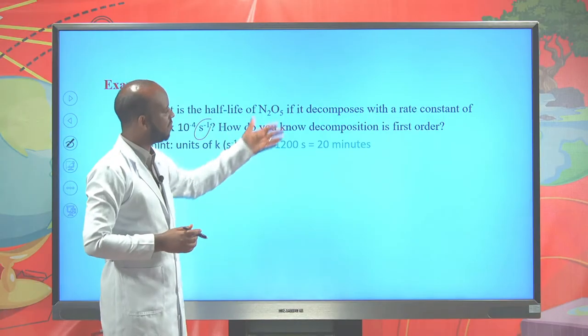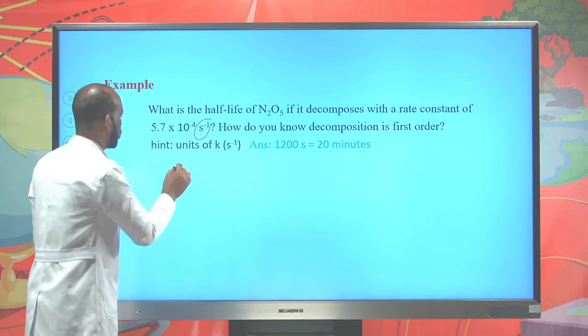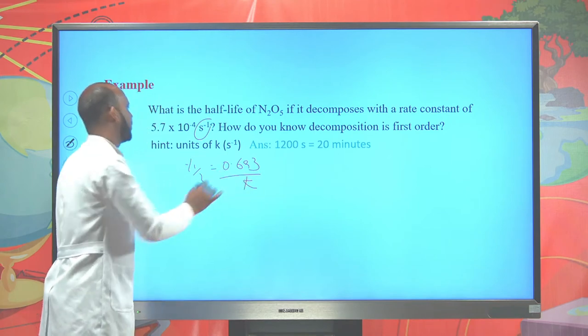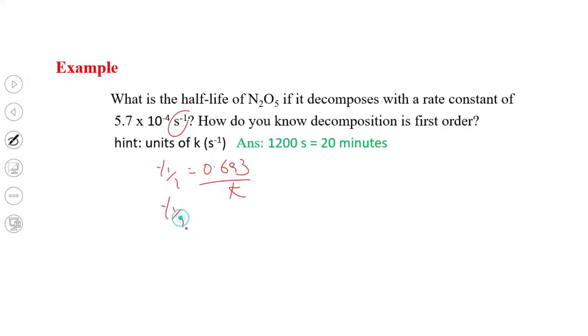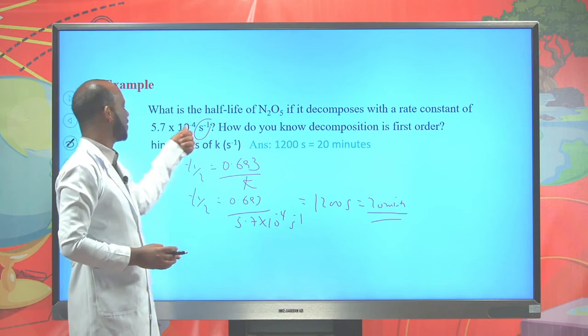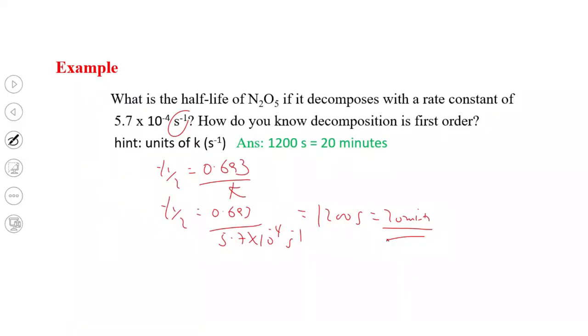Now, the half-life time for a first-order reaction is T half equals 0.693 divided by K. The rate constant K is 5.7 times 10 to the power of minus 4 per second, so T half equals 1,200 seconds, which is 20 minutes. This is the half-life time for the decomposition of dinitrogen pentoxide with rate constant 5.7 times 10 to the power of minus 4 per second.